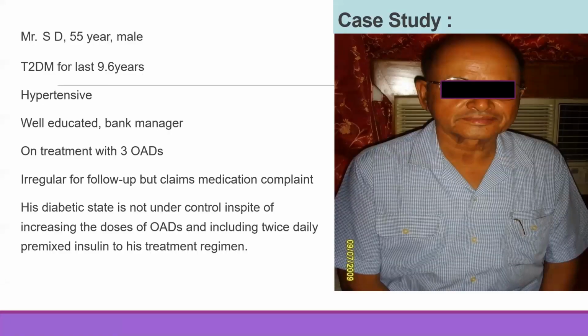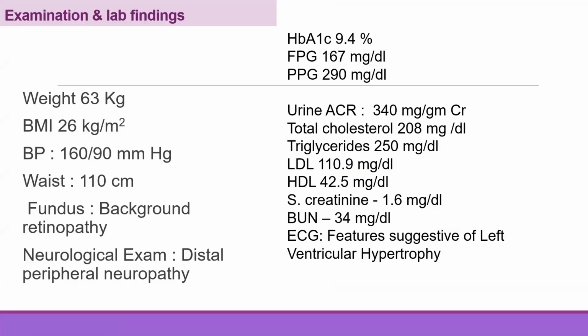Coming to this patient, a 55-year-old male, type 2 diabetes for the last 9.6 years, a bank manager, on 3 OADs, irregular follow-up, compliant with medication, but the diabetic state is not under control with 3 doses of OADs, including twice daily premixed insulin in his regime. So these are the situations where the patient was admitted in the hospital with severe hyperglycemia, a patient who was not controlled with twice daily premixed insulin.